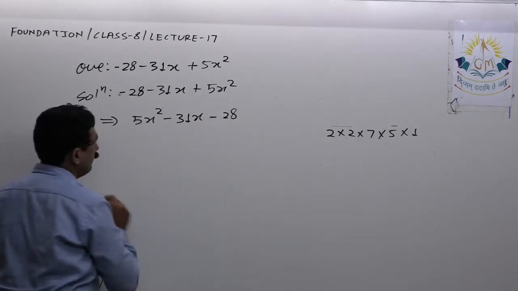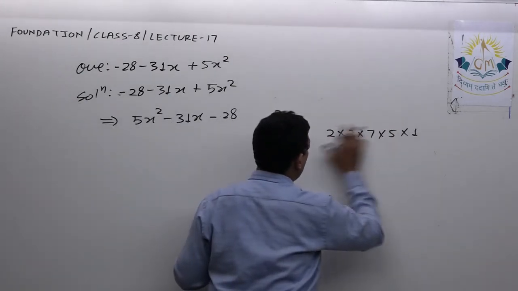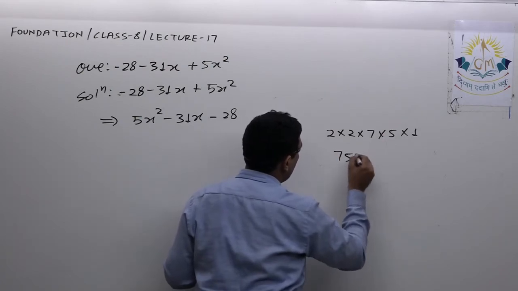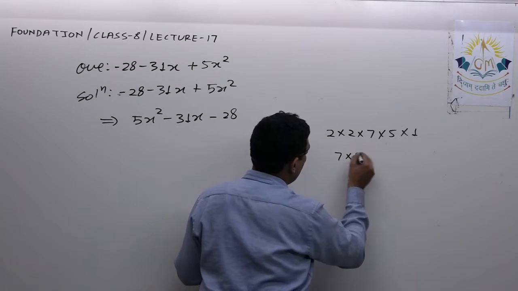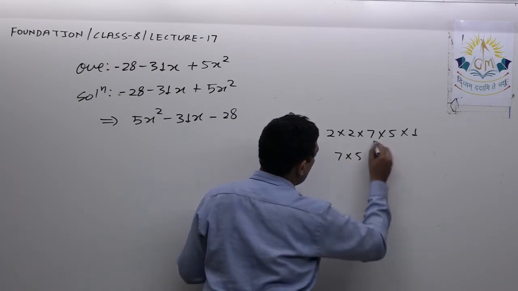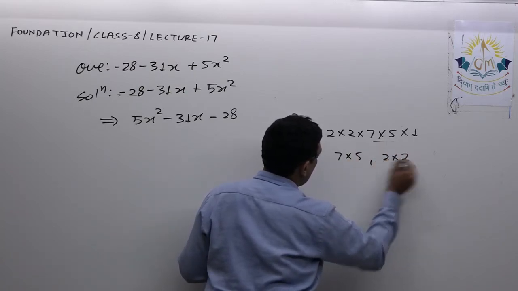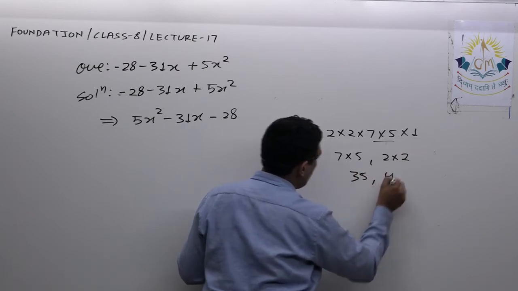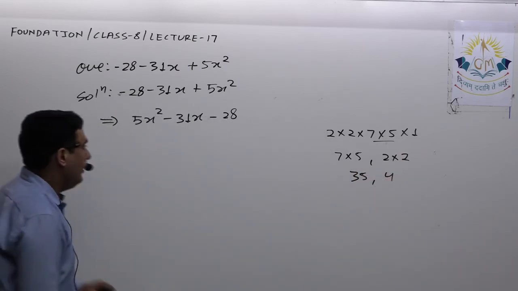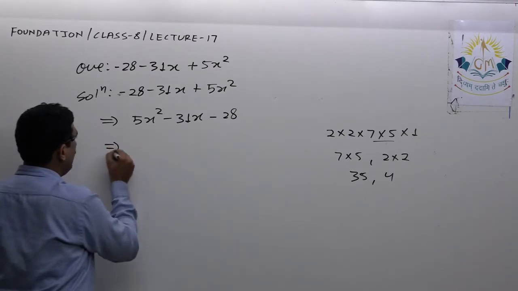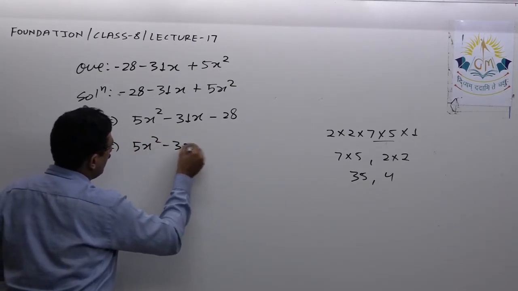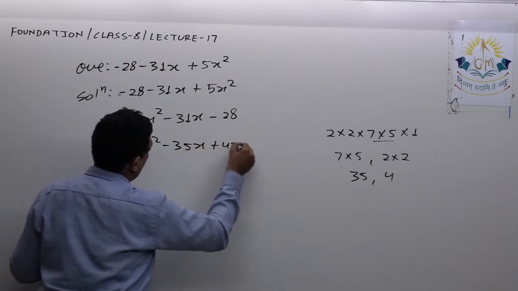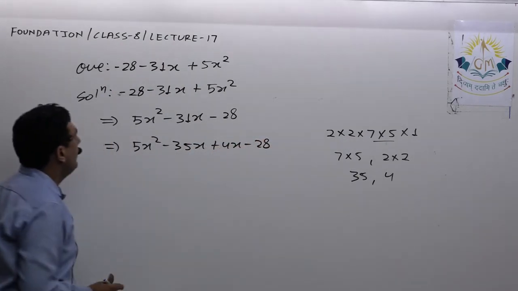Okay, so now I can say my combinations were correct. That means 35 and 4. Okay, 7 into 5 and 2 into 2. So this gives me 35 and this is 4. Okay, so here I can write 5x square minus 35x plus 4x minus 28.